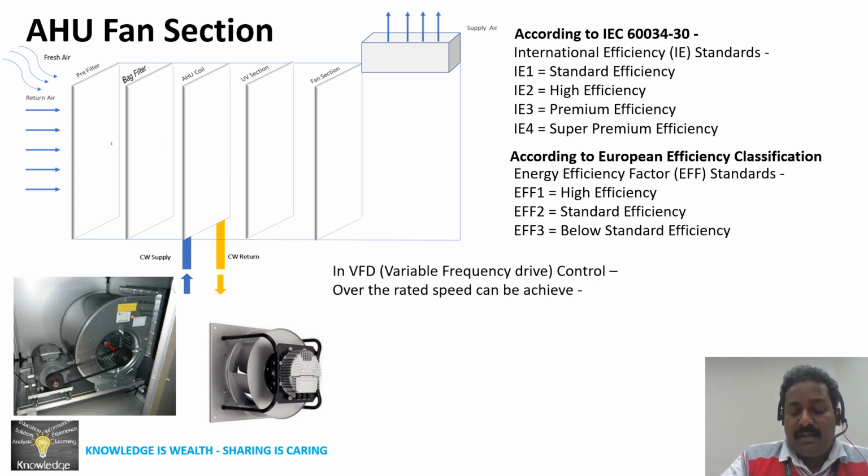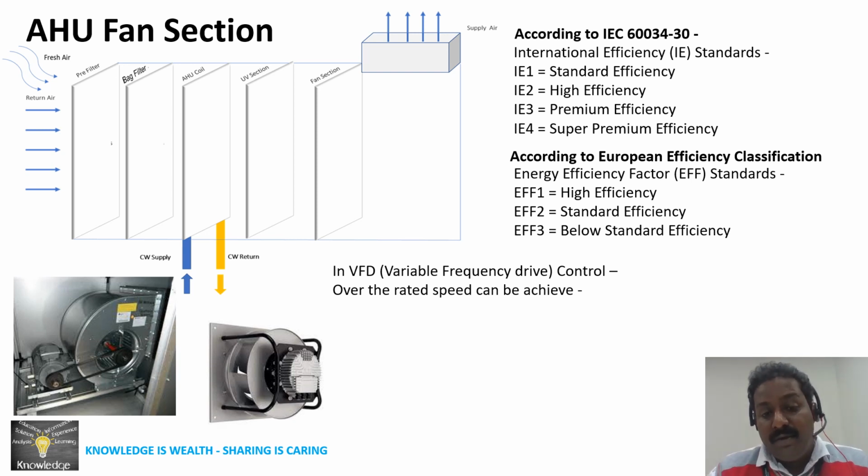Next, I often said that an EC fan will deliver more CFM. So how can an EC fan deliver that? With an induction motor with VSD, variable speed drive, we control the voltage to control the induction motor speed. We can control voltage only within the limit: 0 to 230 volts for single phase, and 0 to 415 volts for three phase. Within that limit, we can control.